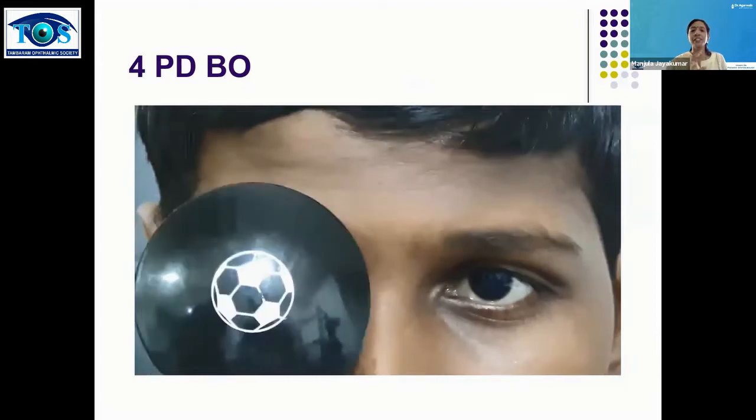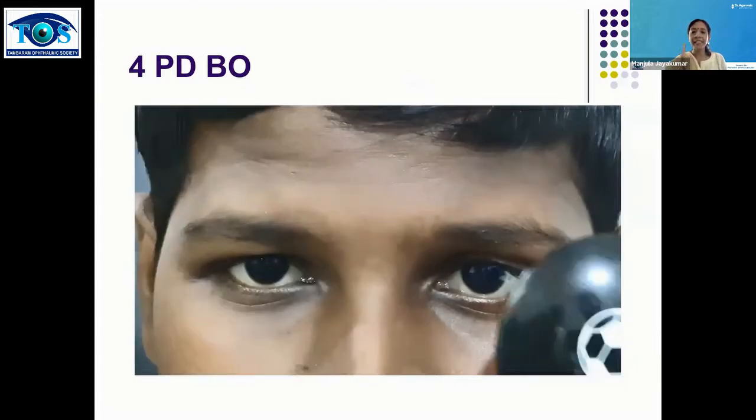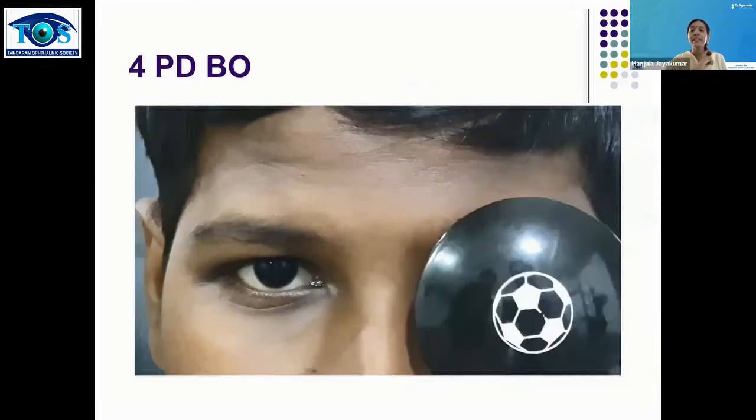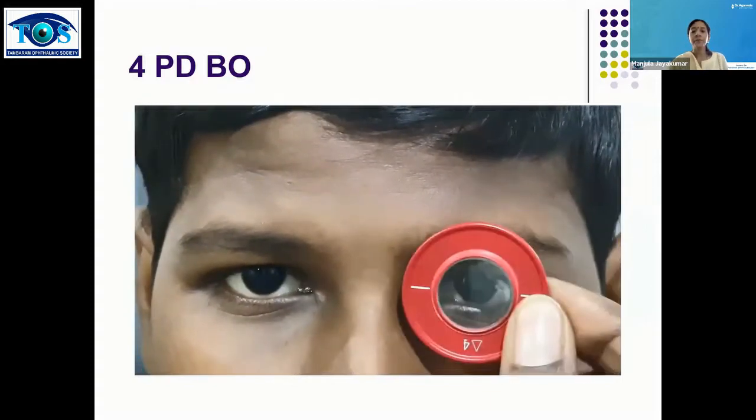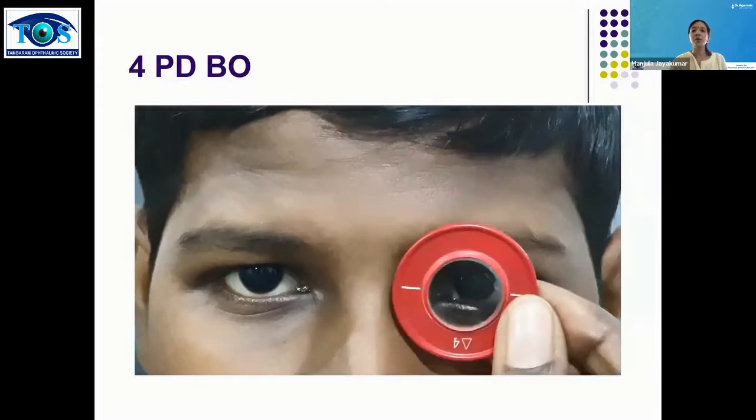Always give a target. And I'm taking all these videos close to the face, so you can't see what target I'm giving, but please give an accommodative target. There is no movement on cover test in the eye. But let's do the 4-prism base out. There is a refixation. I'll repeat it again. 4-prism base out. There is a refixation.